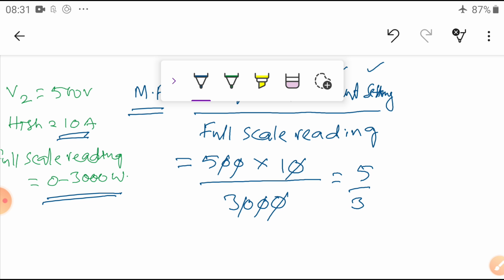What is the value? That means 3 ones are 3, 3 sixes are 18, so 6, 6, 6. This is the MF calculation. So, the multiplication factor of the wattmeter is equal to 1.67. What is the meaning of this?